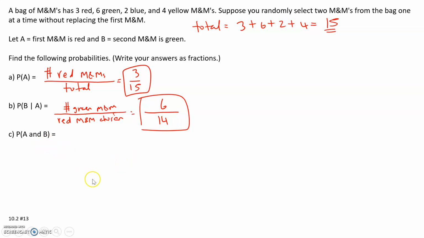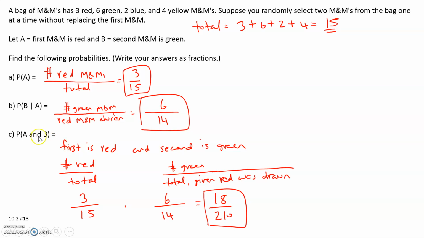Lastly, what is the probability of A and B? So we want to know the probability that the first one is red and the second one is green. So the first one is red. We have 3 red out of a total of 15. Now, once the first red is gone, we only have 14 M&Ms left. Of the 14 left, 6 are green. So the probability of the second one being green is 6 out of 14, like what we have in part B. So we have 3 out of 15 times 6 out of 14, and that gives you an answer of 18 out of 210.